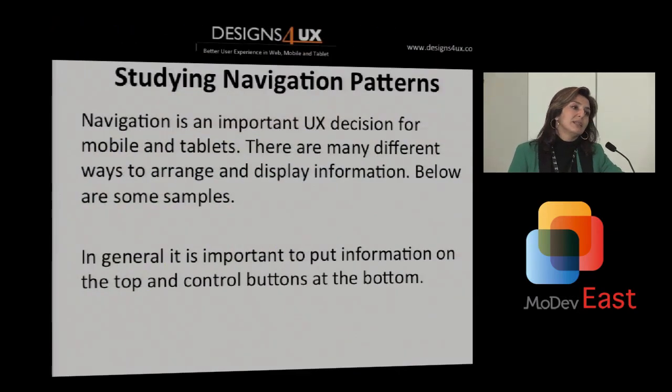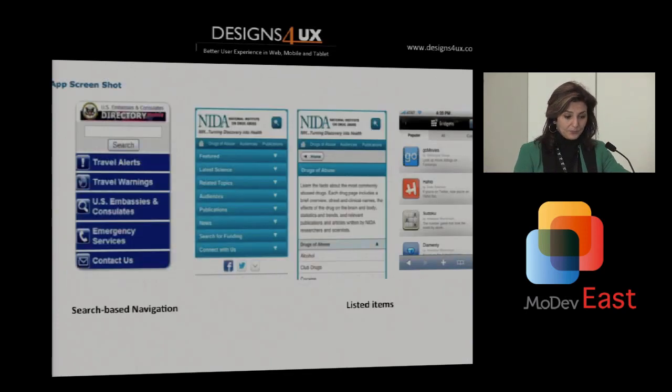The next important decision in UX design is the navigation pattern. Designing for navigation is a very important decision that you have to make, because this is where and how you tell your users to find the information that they want. Here I want to show some pattern samples, not all of them. But generally speaking, it's better to put the important information on the top of your app and the control buttons at the bottom of your app.